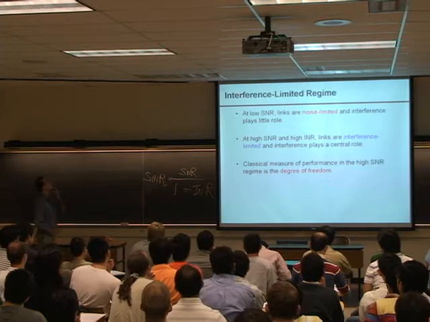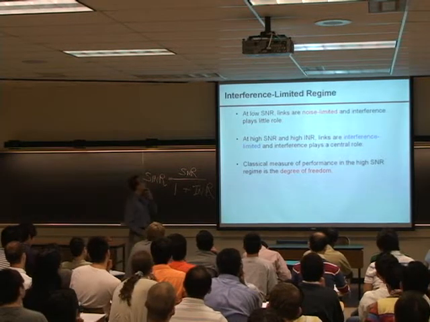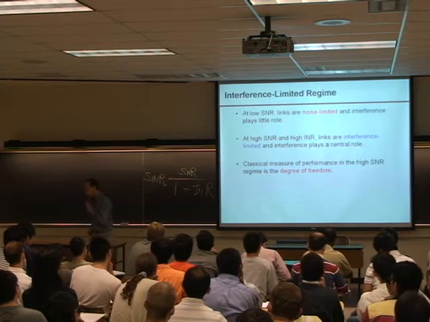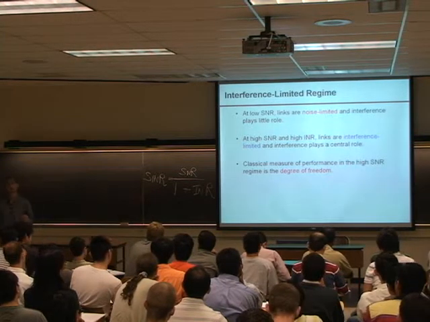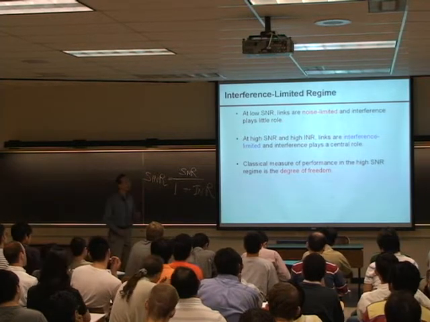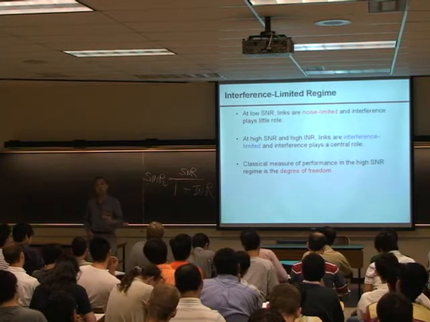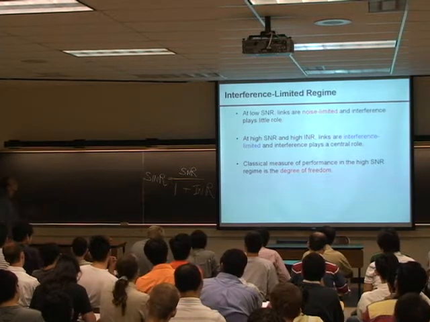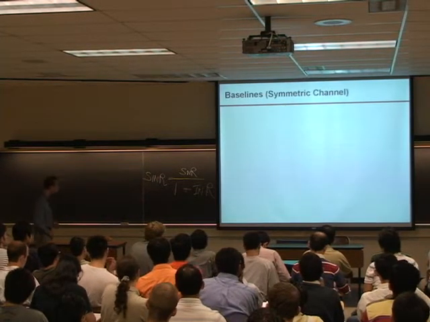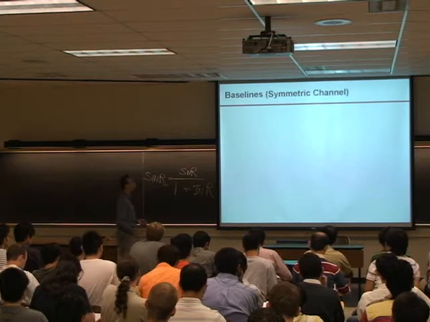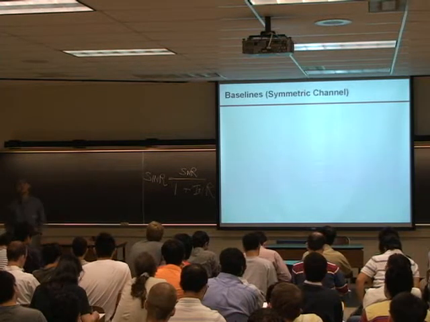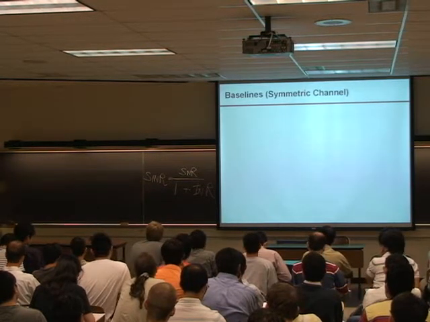Now, if you think about performance in this high SNR regime, from point-to-point communication we know that there's a very important parameter that one can calculate. It's called degrees of freedom. I'm sure a lot of you have exposure to MIMO, where degrees of freedom is a very important parameter. So we start thinking along these lines. We start by calculating the degrees of freedom for the achievable schemes that we know of, and we call them baselines.